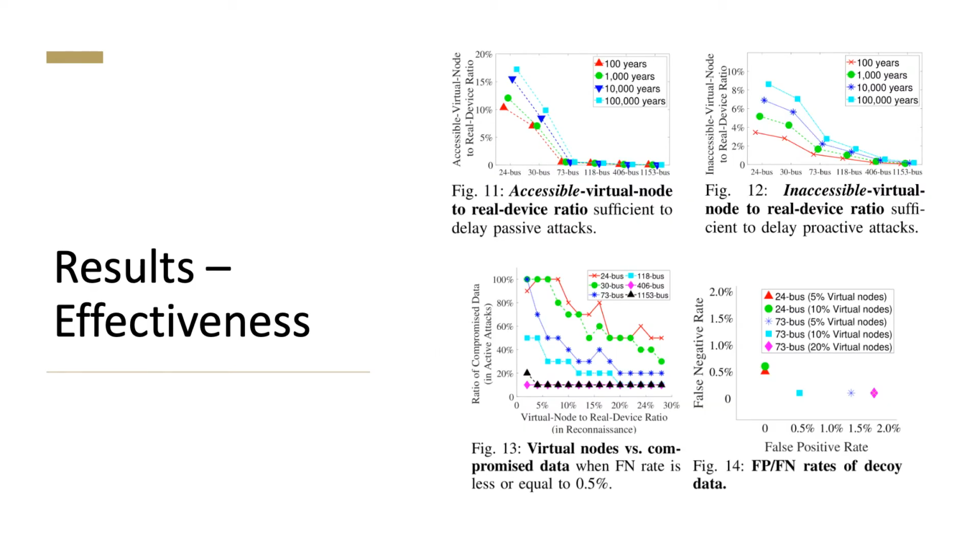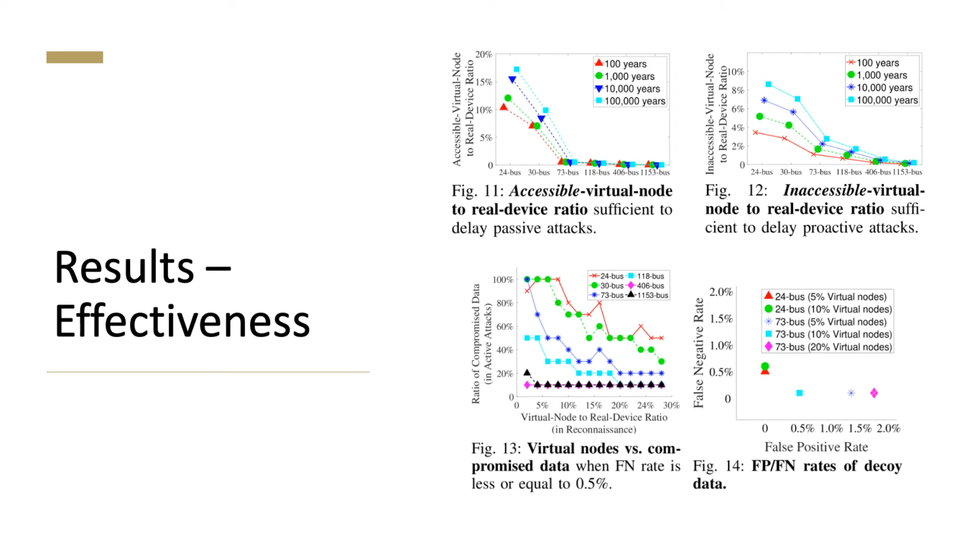And also, now let's move on to the effectiveness of the attack. As you can see on the graph here, even if we inject just 10% of virtual nodes into the system, we can already delay the attacker's attack by 100 years. And if we continue to add more virtual nodes, the delay will easily go beyond 1,000 years, which is almost impossible to crack, as you can see over there too.